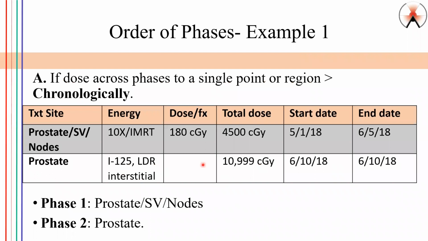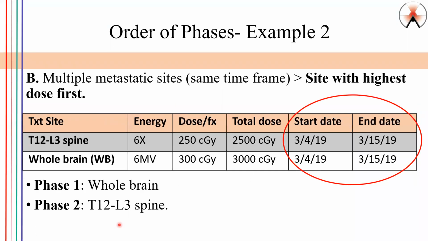So example, the order of phases. Here's a prostate case. Notice this is a pretty large volume because it's treating the prostate and the nodes. But then the patient got an LDR treatment to a much smaller volume. It is still treating the prostate. So we just order them chronologically. Which happened first? The prostate and the nodes were irradiated first, so that will be phase 1. And the LDR, interstitial brachytherapy, will be phase 2, chronologically.